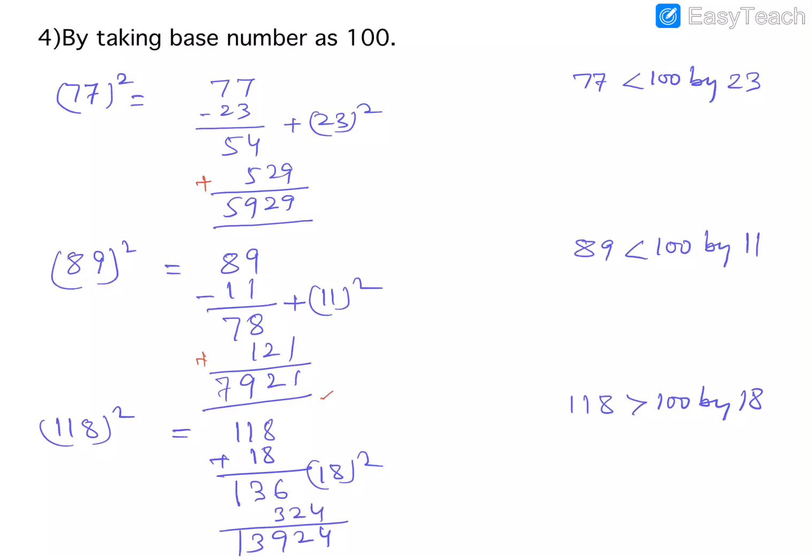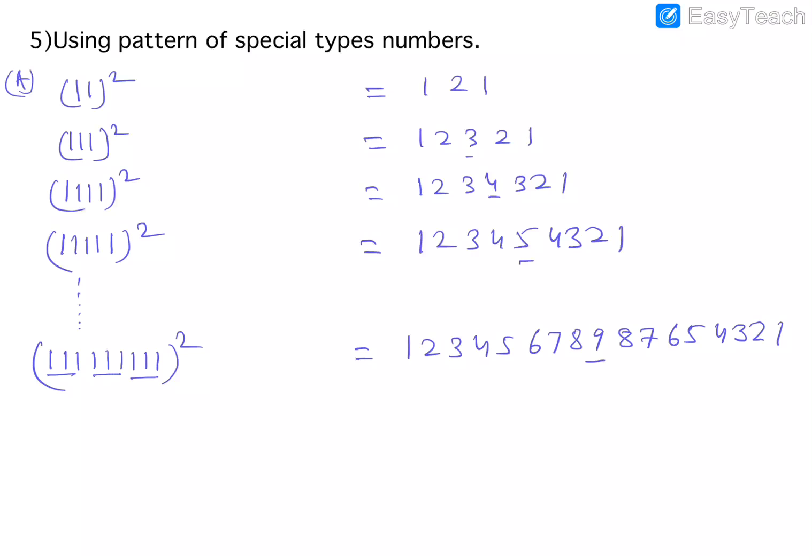Now the square of 118. Since 118 is greater than 100 by 18, here we will add 18 to the number because this is more than 100, and write 18 square. Their sum is 136 and the square of 18 is 324, which will be written like this, and their result is 13,924.